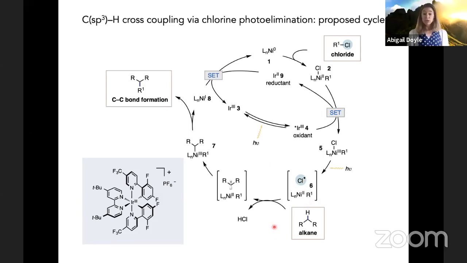Hydrogen atom abstraction with a substrate bond would generate an organic radical that could recombine with nickel, and then reductive elimination would generate our CH cross-coupled product. And finally, single electron transfer would turn over both the nickel and the iridium catalyst.